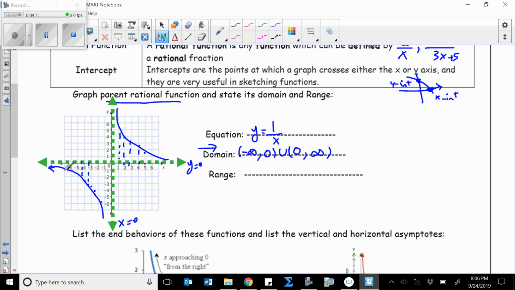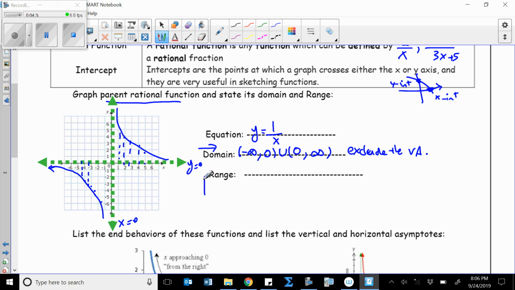Basically, if you want to find the domain of a rational function, you just need to exclude the vertical asymptote. So everything except the vertical asymptote, which here is x equal to 0.